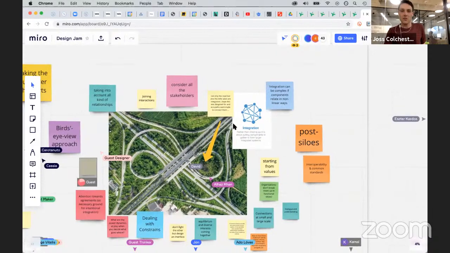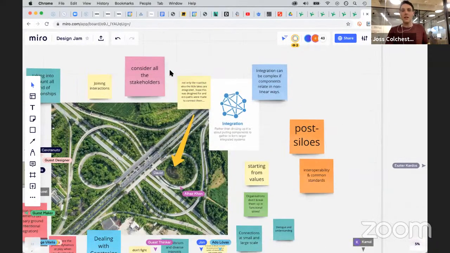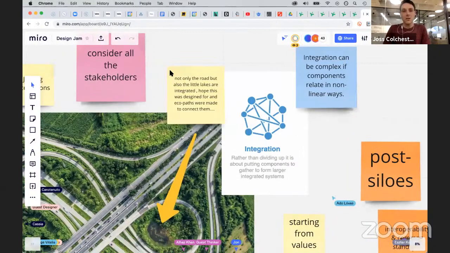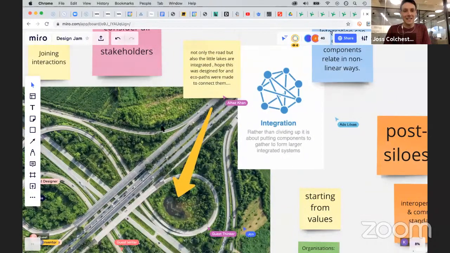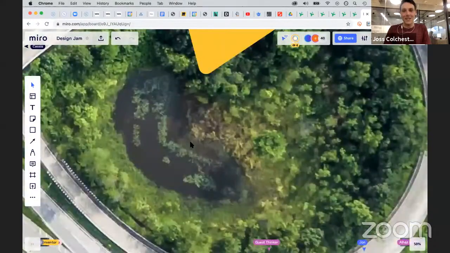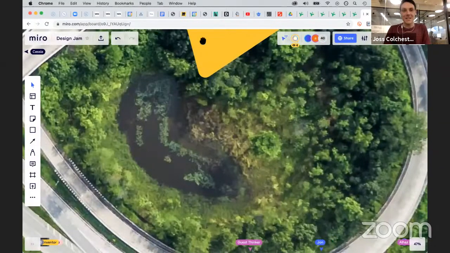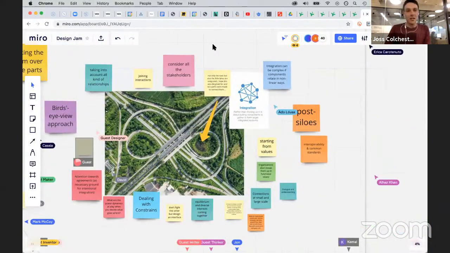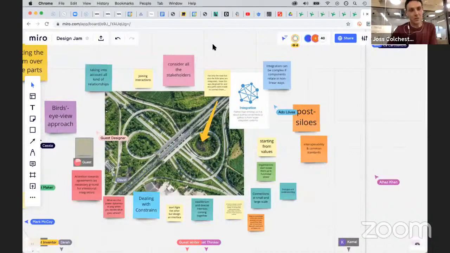So this one here, integrated systems. Not only the road, but also the little lakes are integrated. This was designed for that, and eco paths were made to connect them. Don't forget about the little lakes, the little guys down here, the tadpoles and all the frogs and everything. I get you. So consider all the stakeholders, joining interactions, taking into account all kinds of relationships.